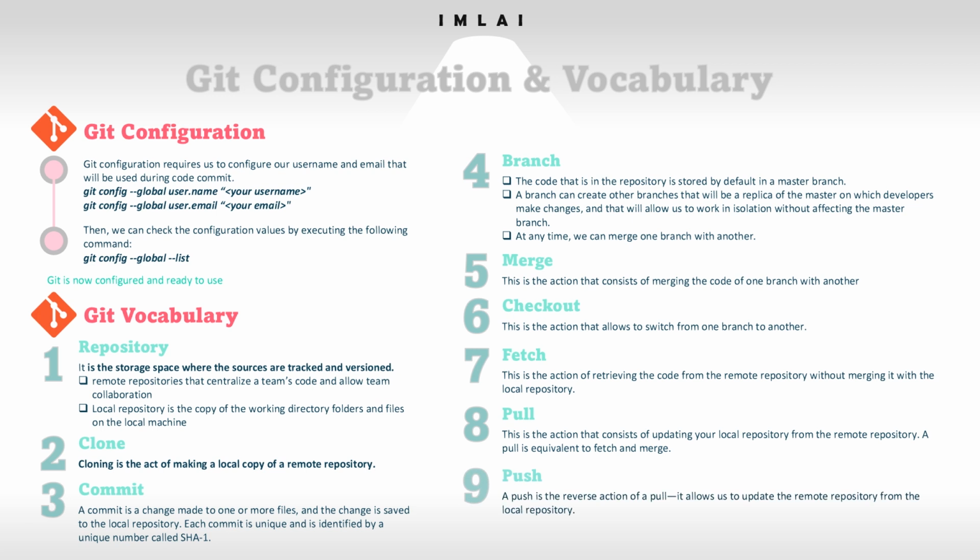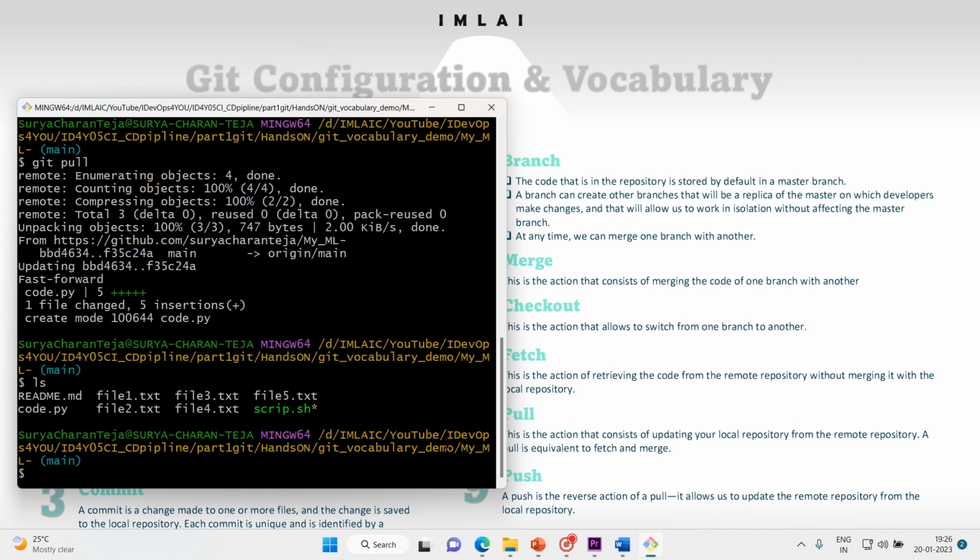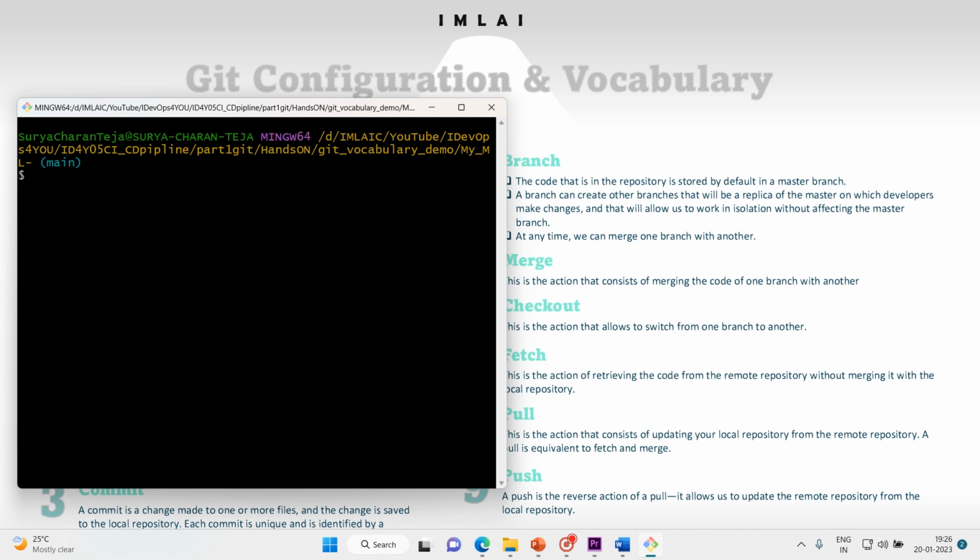So then finally, push. What push does is upload all local branch commits to GitHub. So push is the reverse action of pull. It allows us to update the remote repository from the local repository. So let's get into our local repo. So this is our local repo. Let me clear the screen. We are in the main branch.